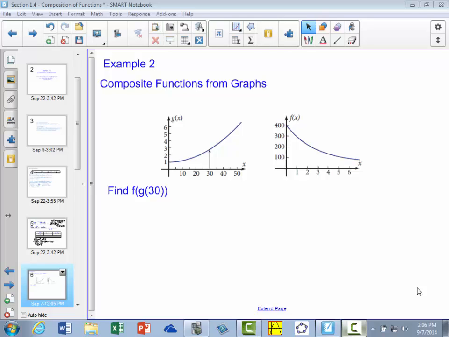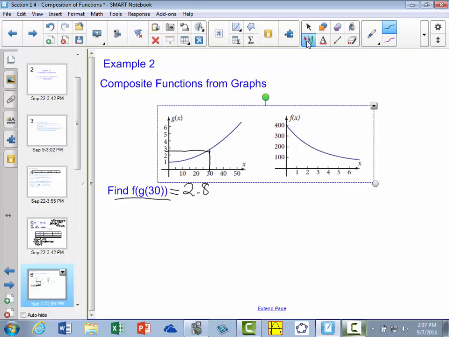We actually have graphs, a graph for g of x and a graph for f of x, and we're going to be asked to find f of g of 30. So while the situation appears to be different, the process is still the same. We work from the inside out. So we start by finding g of 30. When x equals 30, we see that y is approximately equal to 2.8, let's say. That's approximate.